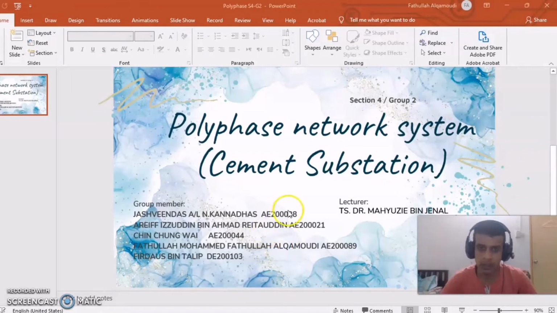My name is Fathullah Muhammad Fathullah Al-Gamoudi. Today we will present our group project, which is the polyphase network system assessment of a substation. We are from section 4, group 2. Our group members are Jeffinides, Arif, Chin Chong, Fathullah Muhammad and Fidris bin Talib, and our lecturer is Dr. Mahyuz bin Jannah.